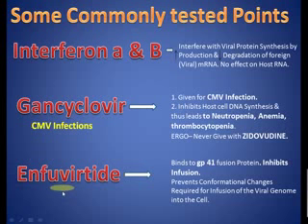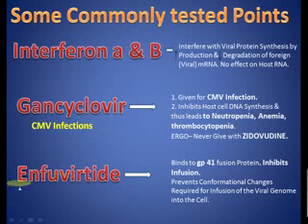Also, remember one more drug can be given for CMV infections, and that is foscarnet. Foscarnet inhibits DNA polymerase, and it's a pyrophosphate analog, and it can also be given for CMV infections, but mainly ganciclovir is used. So remember this: ganciclovir, CMV infections, and pancytopenia.